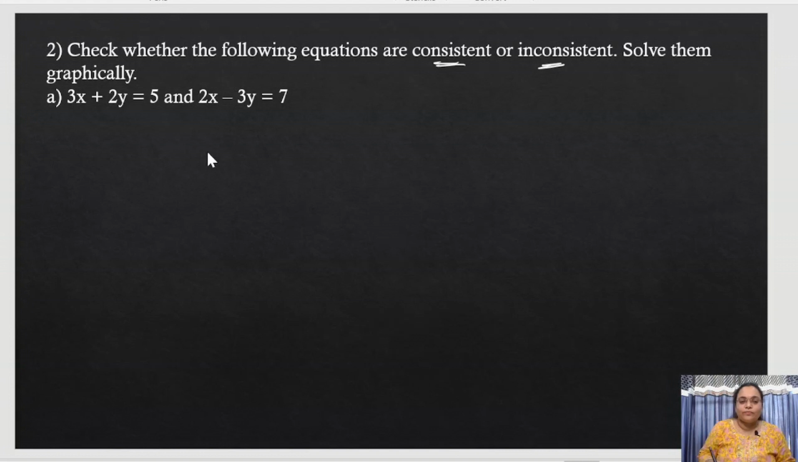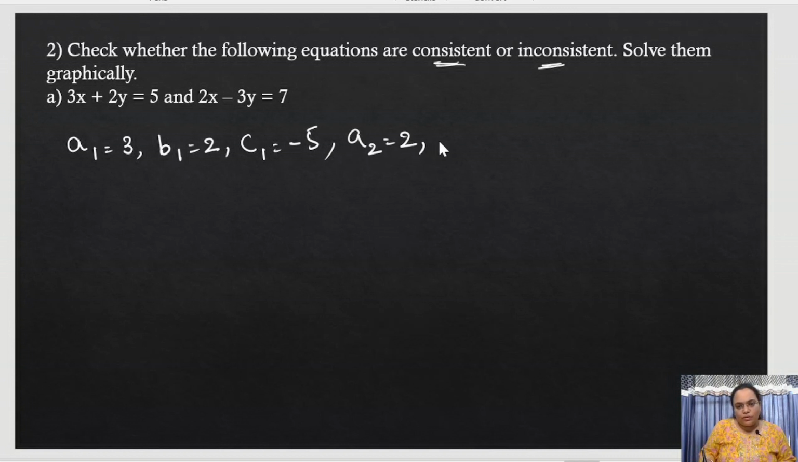Okay. So the first bit. They have given us the two equations. Let us quickly compare these two equations with the general form. You will get A1 equals 3, B1 equals 2 and C1 equals minus 5. Yes. A2 is equal to 2, B2 is equal to minus 3 and C2 is equal to minus 7. Right. Now let us find the ratios.